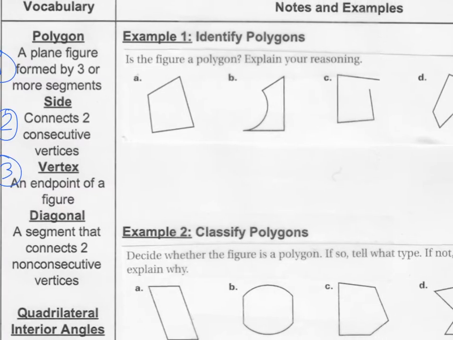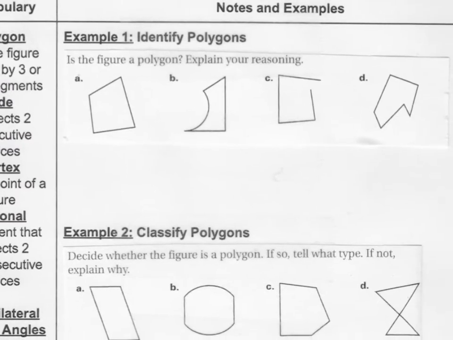So looking at A, does it meet all 3? Does it have 3 or more sides? Yes. It's got 4 sides. Are all the sides straight? Yes. Is it a closed figure? Yes. So we would say yes to letter A.